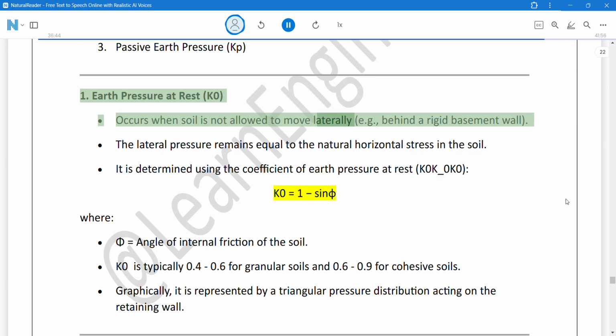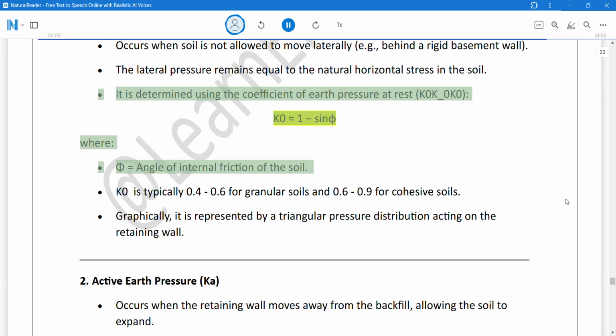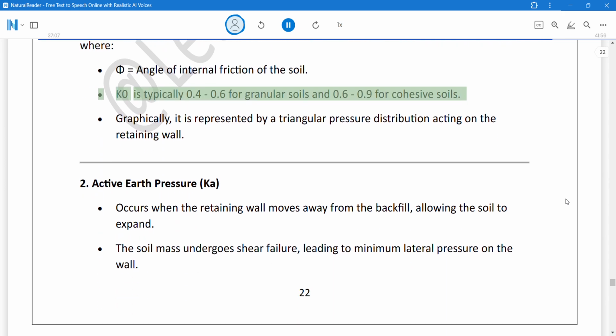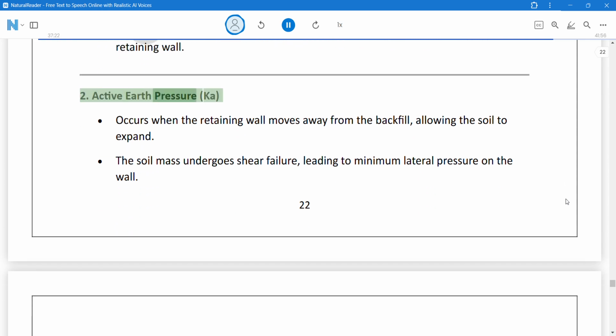1. Earth pressure at rest occurs when soil is not allowed to move laterally. The lateral pressure remains equal to the natural horizontal stress in the soil. It is determined using the coefficient of earth pressure at rest, K0 = 1 - sin φ, where φ is the angle of internal friction of the soil. K0 is typically 0.4 to 0.6 for granular soils and 0.6 to 0.9 for cohesive soils. Graphically, it is represented by a triangular pressure distribution acting on the retaining wall.